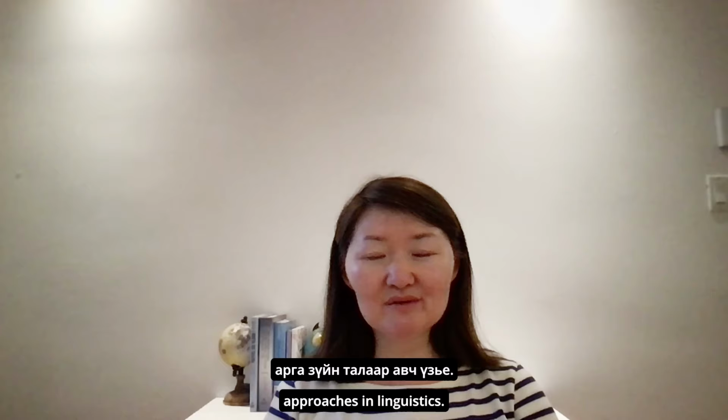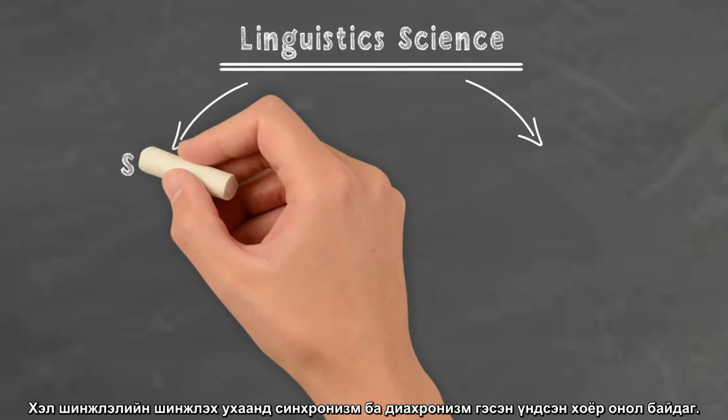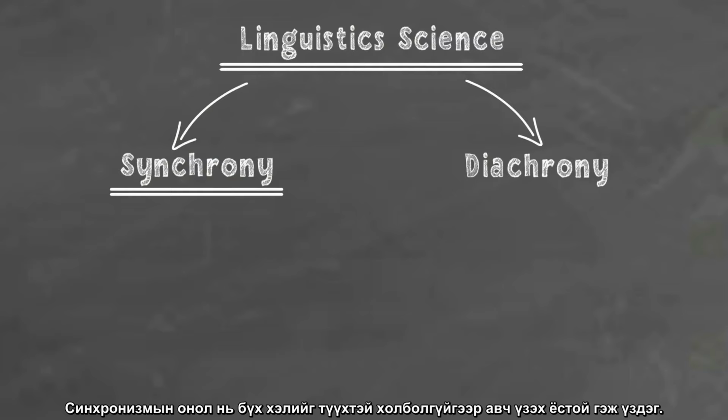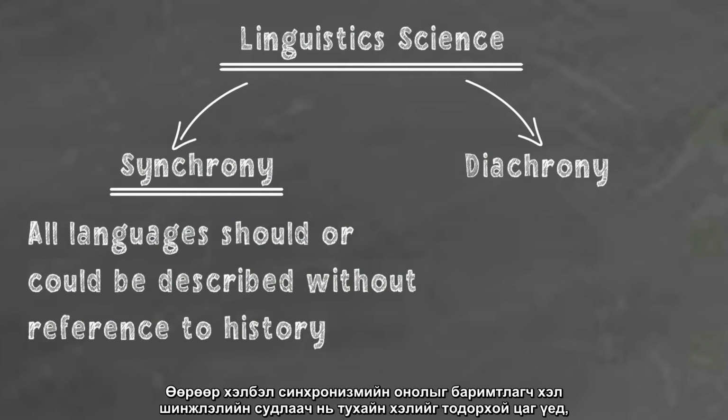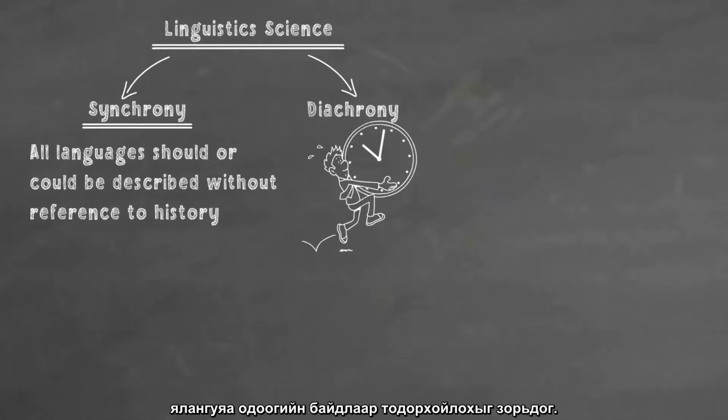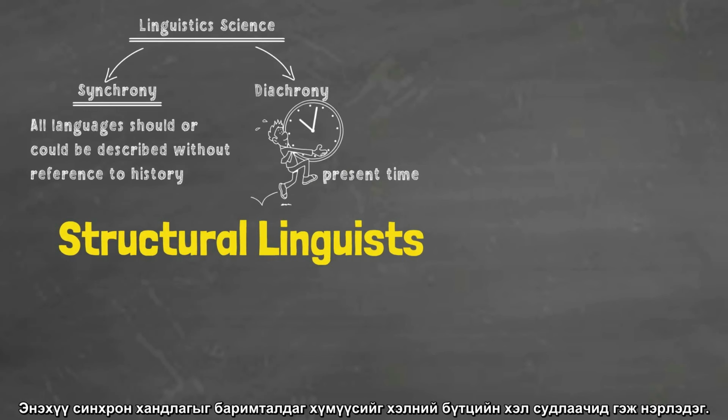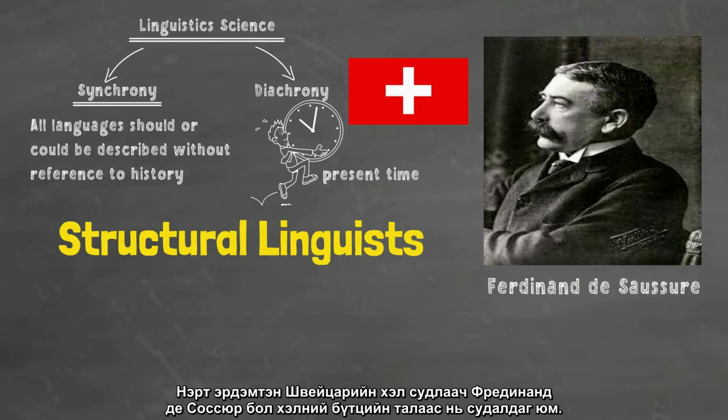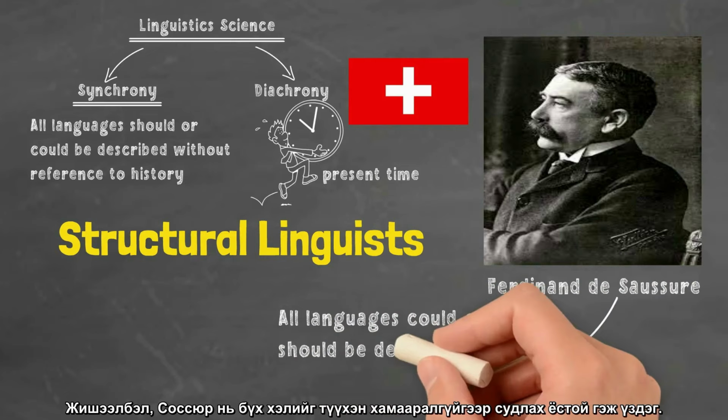approaches in linguistics. In linguistic science, there are two theoretical viewpoints: synchrony and diachrony. Synchrony. A synchronic approach considers that all languages should or could be described without reference to history. In other words, synchronic linguistics aims at describing a language at a specific point of time, more often in the present time. Those who hold this synchronic approach are called structural linguists. The Swiss linguist Ferdinand de Saussure is the prominent structural linguist. Saussure, for example, considers all languages could or indeed should be described without reference to history.